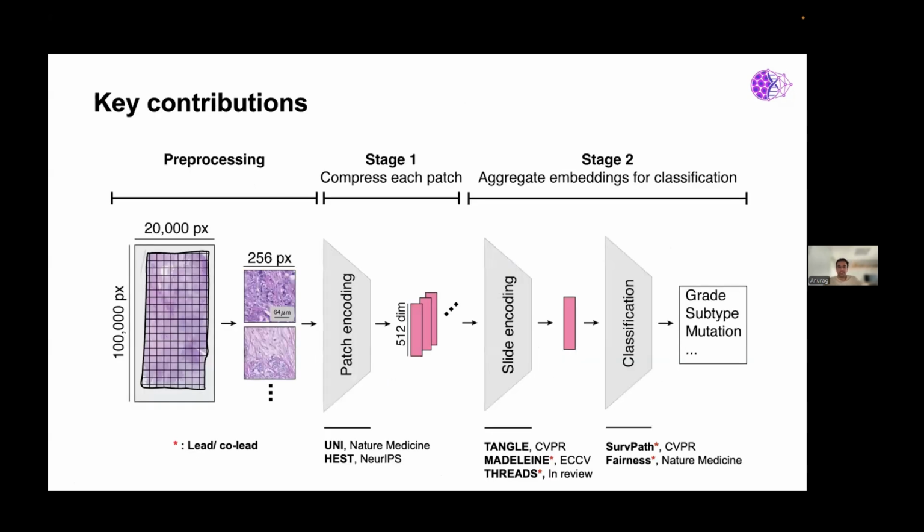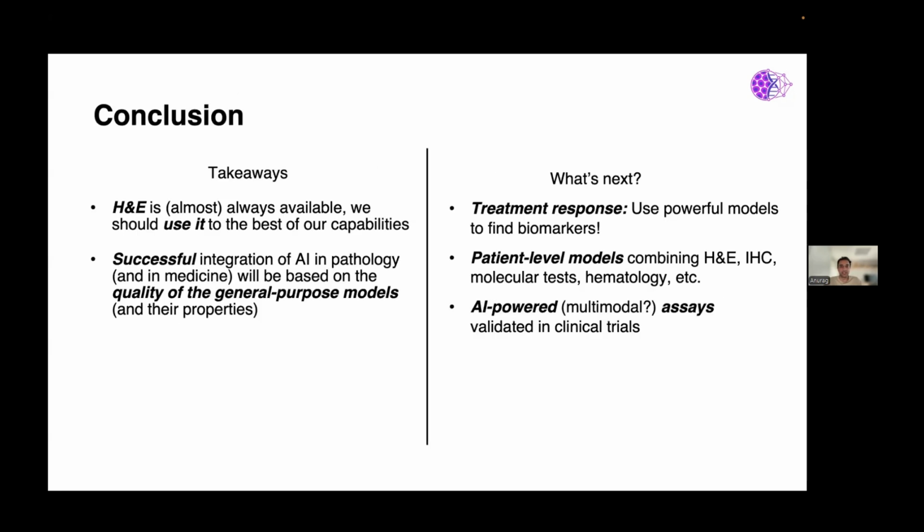So this really brings me to the end of my talk, and this slide represents a lot of the key contributions that I have been able to make, both in terms of stage 1 as well as stage 2. I've referenced other papers here. Feel free to check them out and email me with questions. But to really provide a quick summary of the talk, we have seen that H&E is available in the clinic, and we should use it to the best of our capabilities. And my real belief is that successful integration of AI and pathology is going to be the general purpose models that we're building, as well as going multimodal.